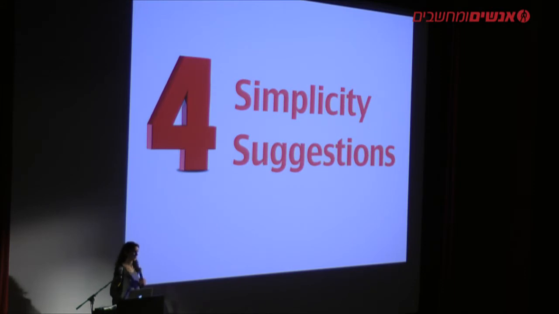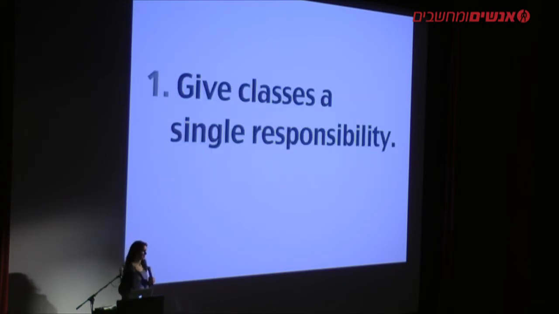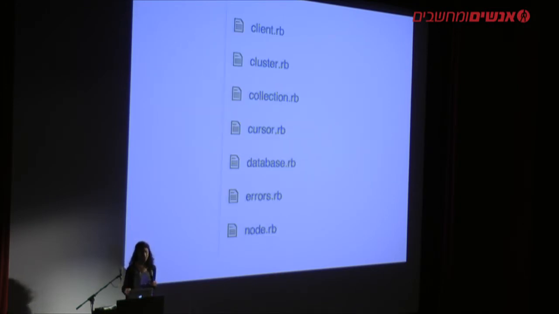So that was four simplicity suggestions. That was three consistency considerations. Now on simplicity: give classes a single responsibility. So we're all Rubyists. We know that we should give classes a single responsibility. I can't emphasize this enough.